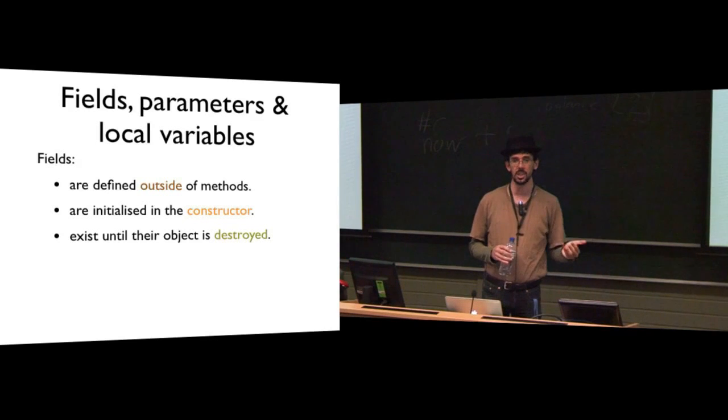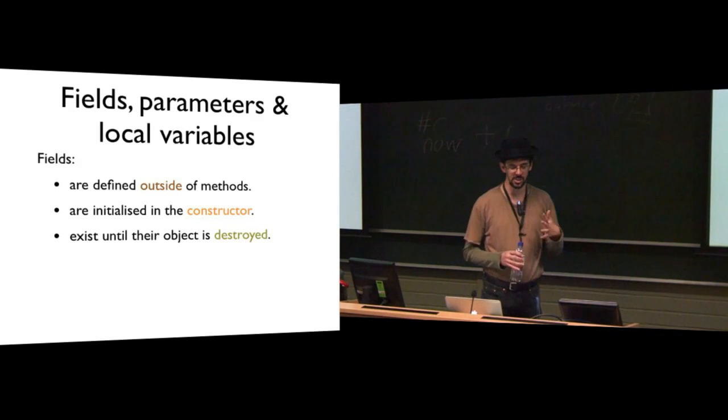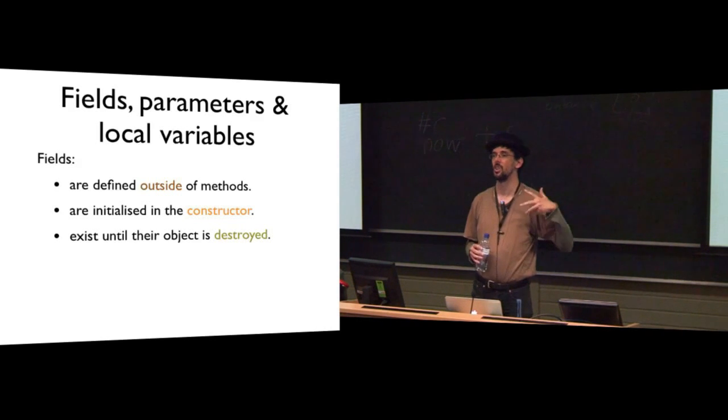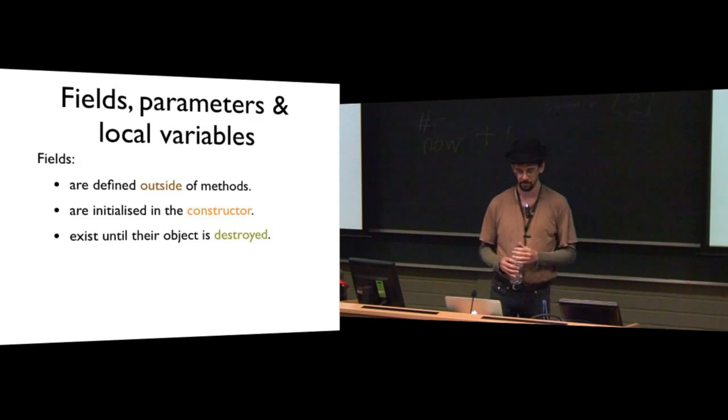Fields are initialized in the constructor. So when you construct a new object, you initialize those fields, and you always initialize all the fields. It's just good style to always initialize all the fields, even if they're going to be 0. And fields exist until their object is destroyed. And we'll talk a little bit later about how you destroy objects. Mostly in Java, objects get destroyed automatically when you're no longer using them. But that means those fields hang around for a long time. And therefore they're used for storing state, because state is the kind of thing you want to hang on to for a long time.